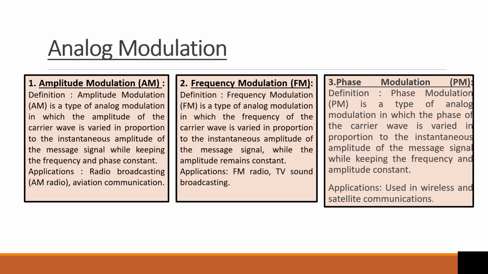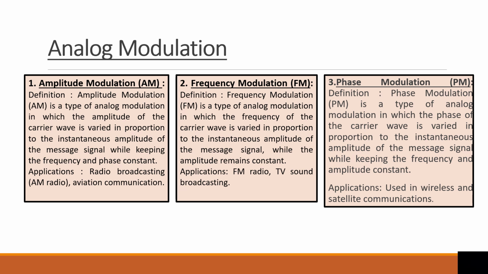Number 2, frequency modulation, FM. Frequency modulation, FM, is a type of analog modulation in which the frequency of the carrier wave is varied in proportion to the instantaneous amplitude of the message signal while the amplitude remains constant. Its applications: FM radio, TV sound broadcasting.